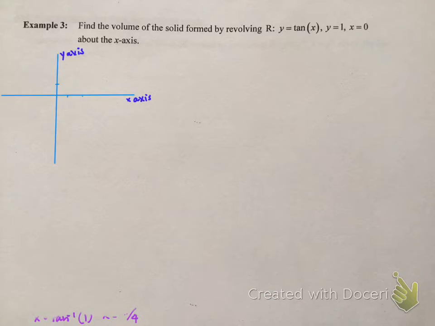Okay, so this is the third video for this section, and we're going to do example number 3 here. It says find the volume of a solid formed by revolving R about y equals tangent x, y equals 1, x equals 0 about the x-axis. Before I do anything, I'm going to go ahead and draw this out. I'm just making a notation that I'm revolving around the x-axis, and then I'm going to graph these functions.